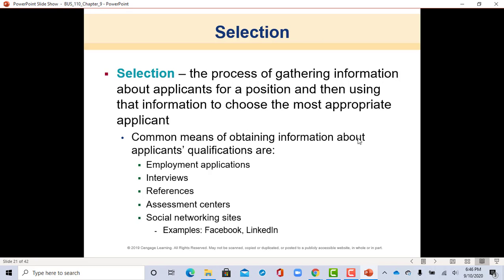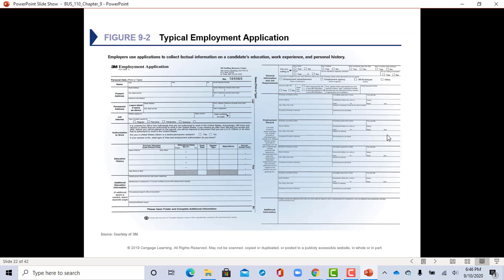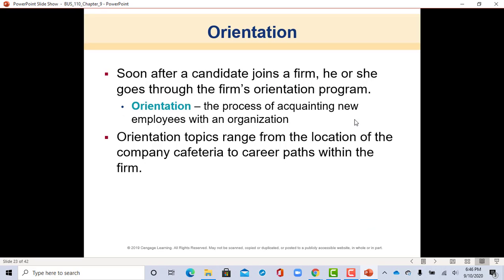Then there is selection, used to find the most appropriate applicant, not the one with the most qualifications. Here's a sample employee application. Once all of the info has been collected and analyzed, the company extends a job offer. If it is accepted, the candidate becomes an employee, then the employee goes through an orientation process.